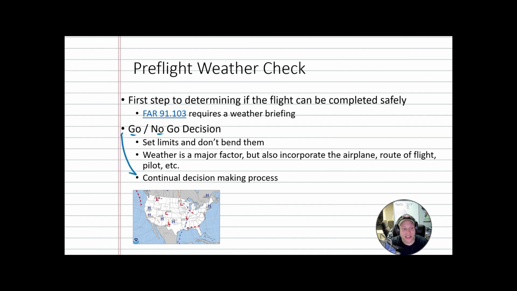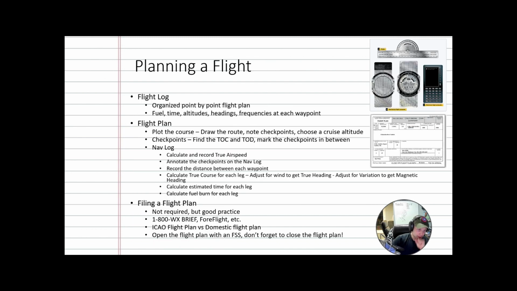Now, this is a continual process. You shouldn't just be saying, all right, I made the decision to go, so I'm going to go regardless of what happens. If all of a sudden there's a hurricane, or a thunderstorm or a tornado or something, you can turn around and divert to an alternate. So it is a continual decision-making process.